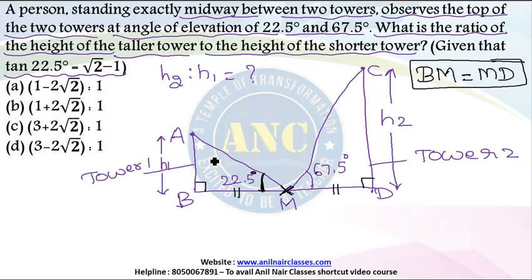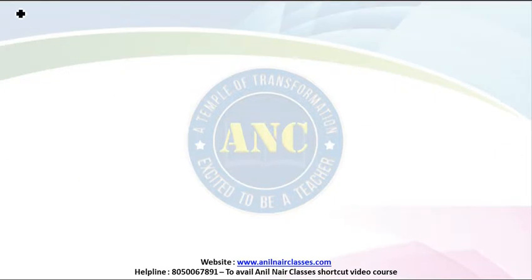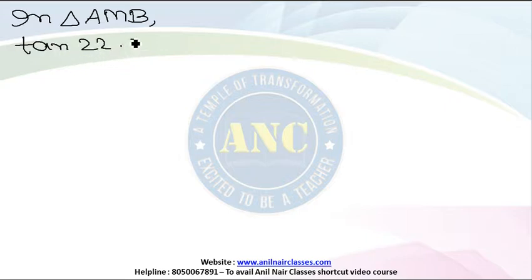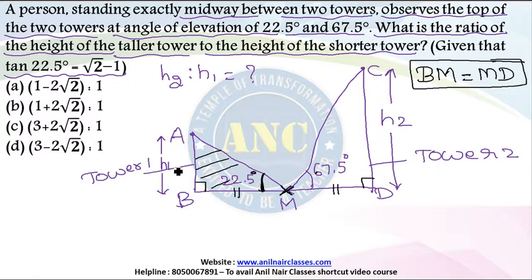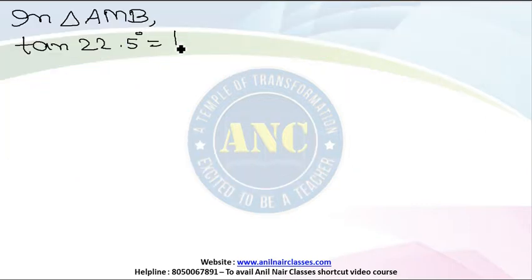That means if I take this triangle ABM, or AMB, whatever it is, in triangle AMB, the angle given is 22.5. Tan of 22.5 degrees is opposite by adjacent. Opposite to the 22.5 side is H1, adjacent to that is BM. So this is nothing but H1 divided by BM.